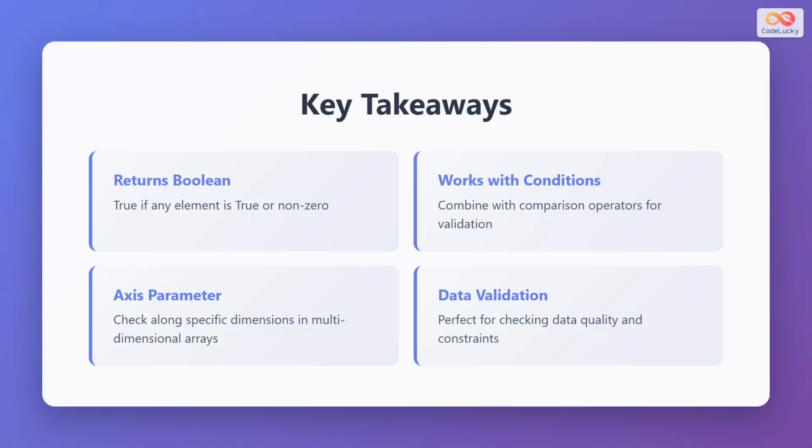Let's recap the key points. First, NumPy.any returns a boolean value, true if any element is true or non-zero, false otherwise. Second, it works seamlessly with comparison operators, making it perfect for validation tasks. Third, the axis parameter allows you to check along specific dimensions in multi-dimensional arrays, giving you fine-grained control. And finally, it's an essential tool for data validation, helping you quickly check data quality and enforce constraints. With NumPy.any, you can write cleaner, more efficient code for array validation tasks.